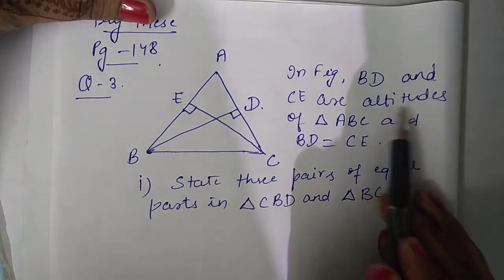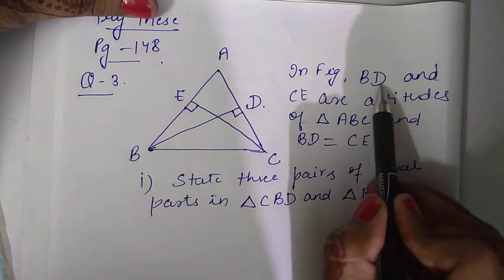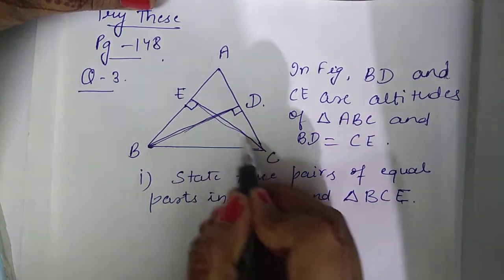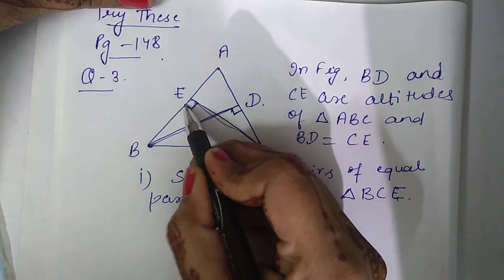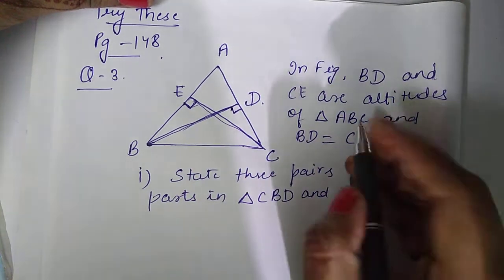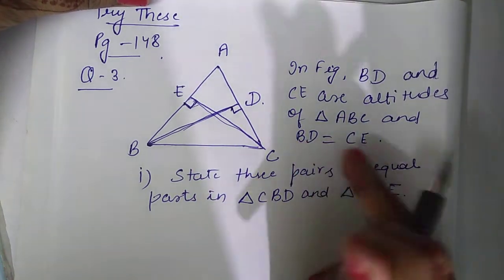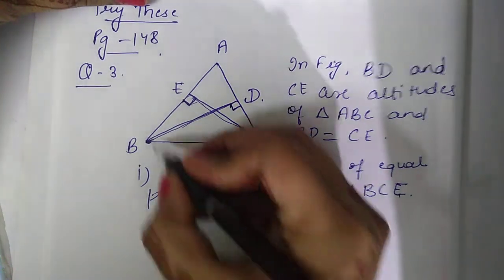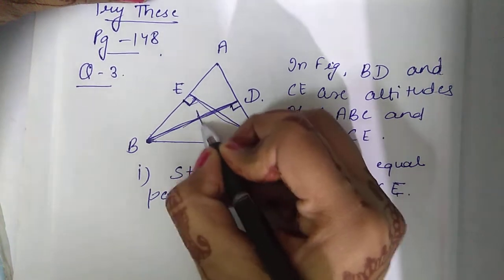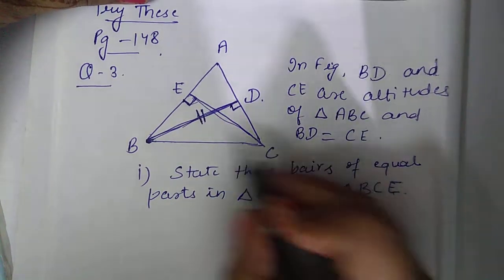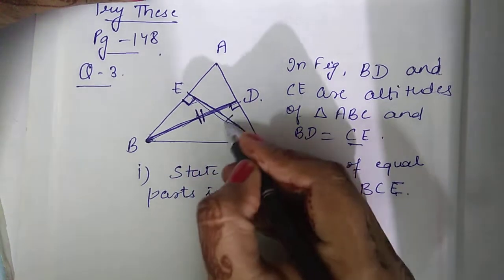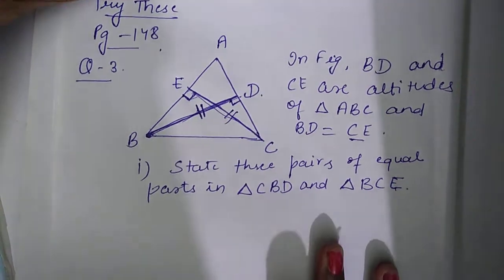Okay, altitude means that it makes 90 degrees. So BD and CE are altitudes, so they will form 90 degrees, and BD is also equal to CE. These are given. Where is BD? This altitude means this complete BD is equal to CE. Okay, these two complete sides are equal.